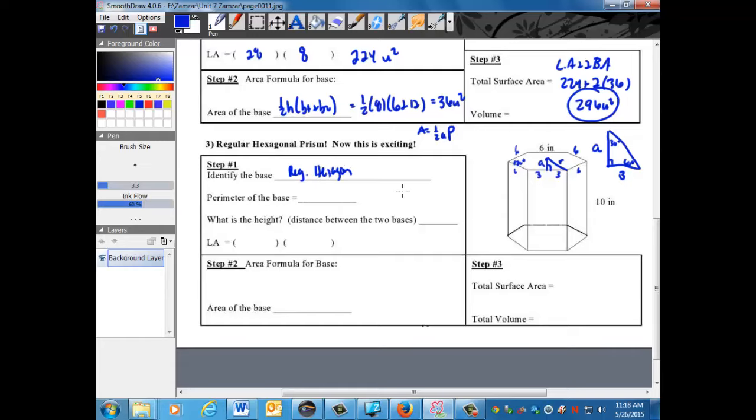If we were to find our perimeter, we'd take 6 times 6, that's 36 inches. The height is going to be 10. Our lateral area is going to be 36 times 10, which is 360 inches squared.